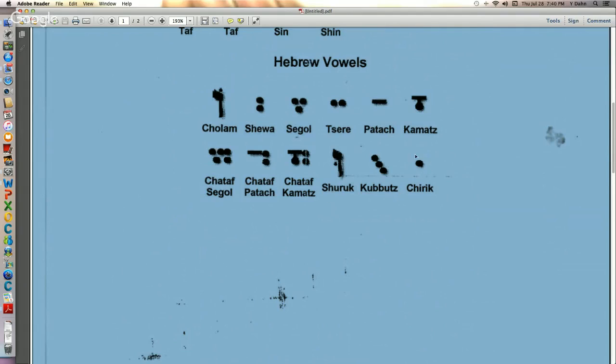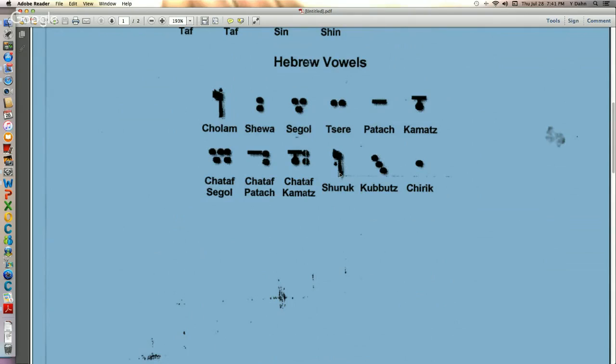Next nikud, chirik. The chirik, one dot by itself, gives you the E sound. Chirik, E. The next one is kibbutz. That gives you the U sound, kibbutz, U. However, like kamatz and patah, kibbutz and shuruk share the same sound. Gives you the U sound. Kibbutz, U, shuruk, U.